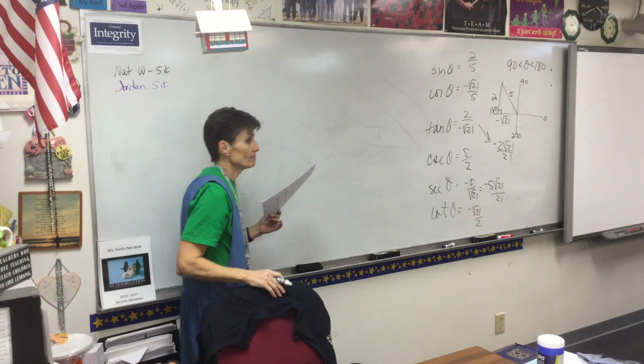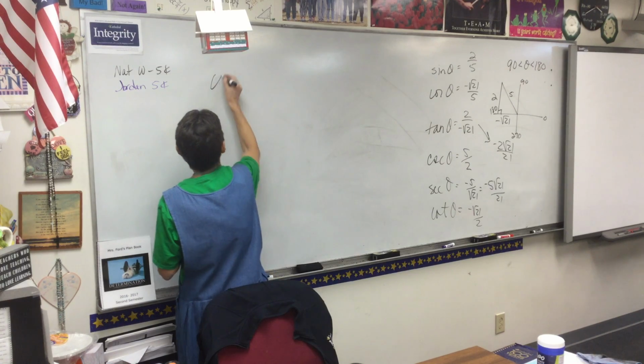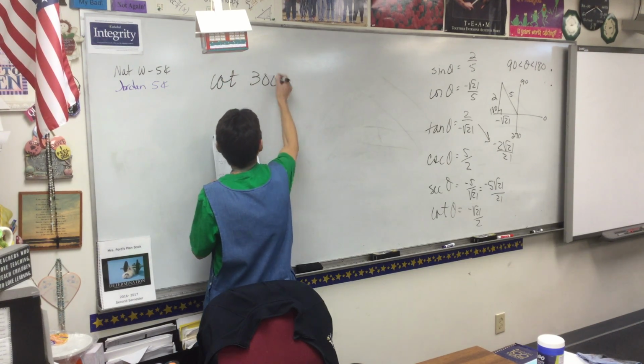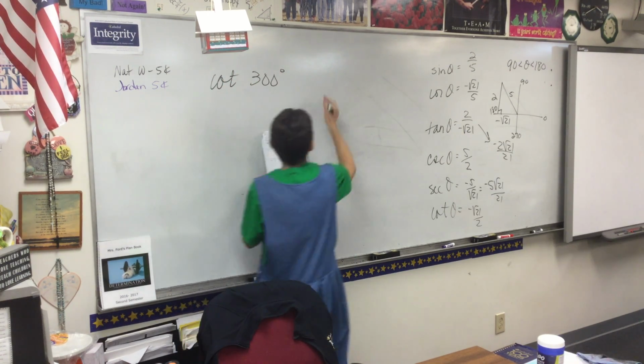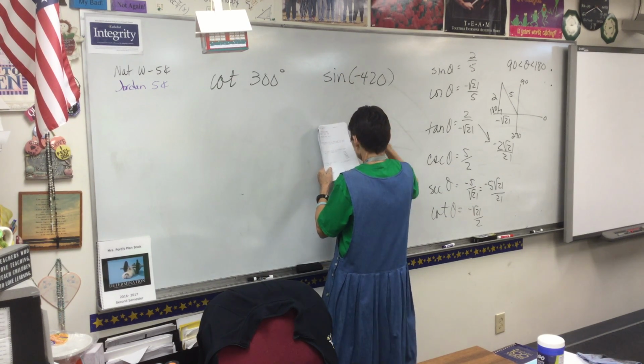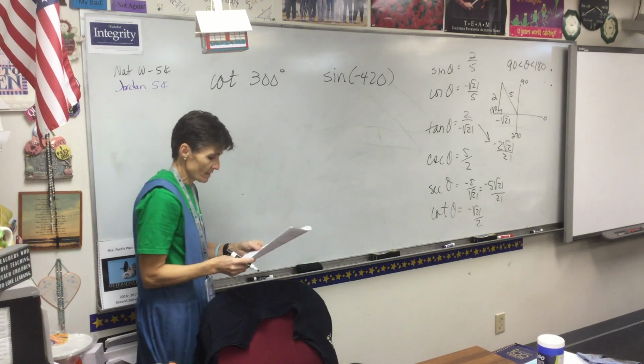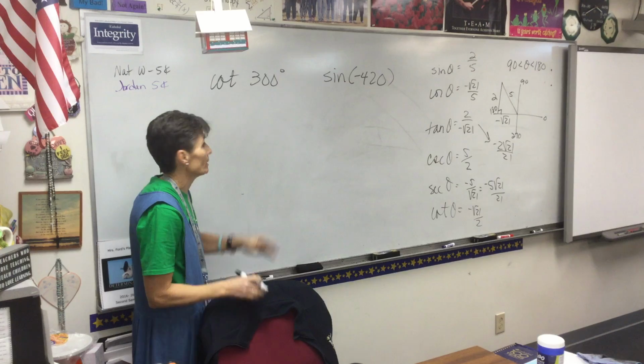Any issues there? Here we go. Cotangent 300. Oh my goodness, sine negative 420. What the heck's that about? All right, here we go. Let's do these two. Cotangent 300.